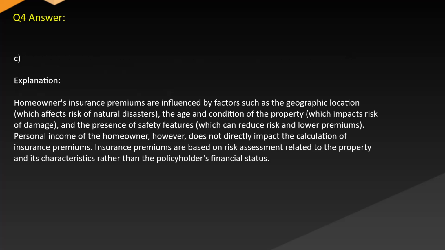Answer: C. Explanation: Homeowners insurance premiums are influenced by factors such as the geographic location, which affects risk of natural disasters, the age and condition of the property, which impacts risk of damage, and the presence of safety features, which can reduce risk and lower premiums. Personal income of the homeowner, however, does not directly impact the calculation of insurance premiums. Insurance premiums are based on risk assessment related to the property and its characteristics rather than the policyholder's financial status.